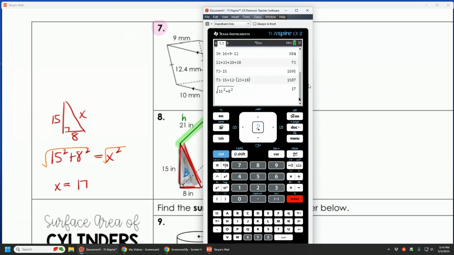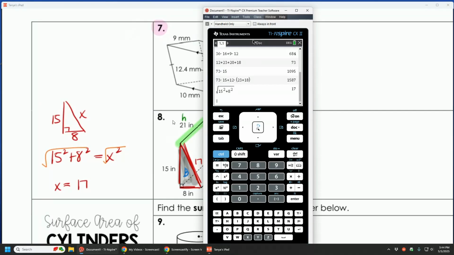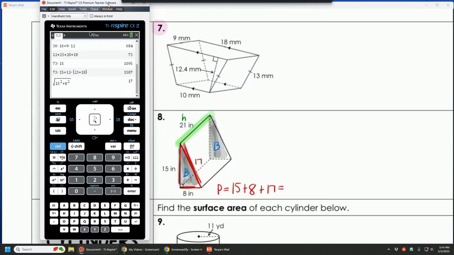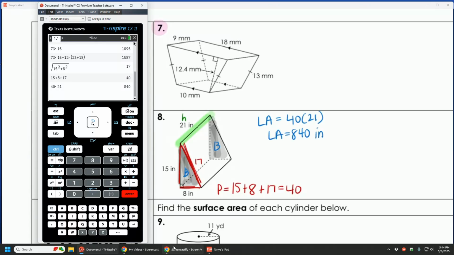Gets me 17. And then now in my figures, now I know that this is 17, so that's going to be part of my perimeter. 15 plus 8 plus 17. That gives me 40. Okay, so then now, lateral area is perimeter times the height. So 40 times 21. So that's 840 square inches.